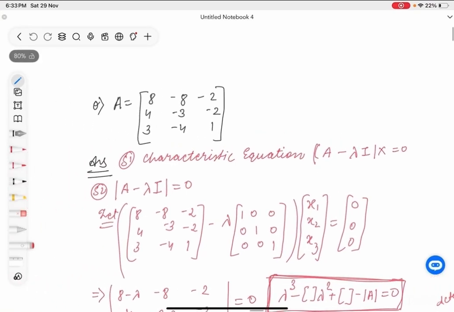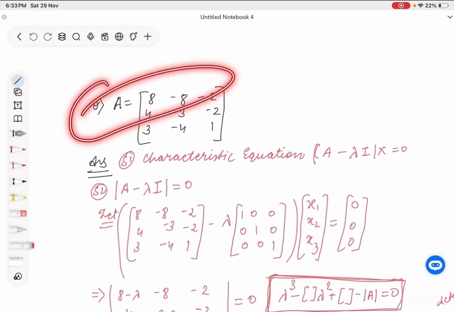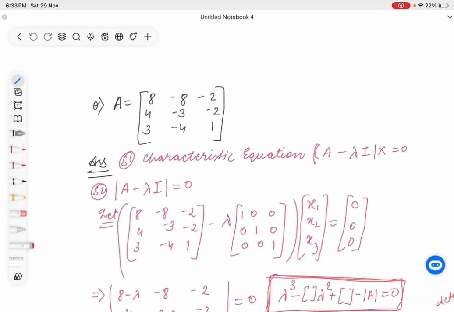So basically this is the screen where I was telling about how we can calculate the eigenvalues and eigenvectors. This is our first matrix. Step 1 is to express this matrix in characteristic equation form. Actually this is our characteristic equation.